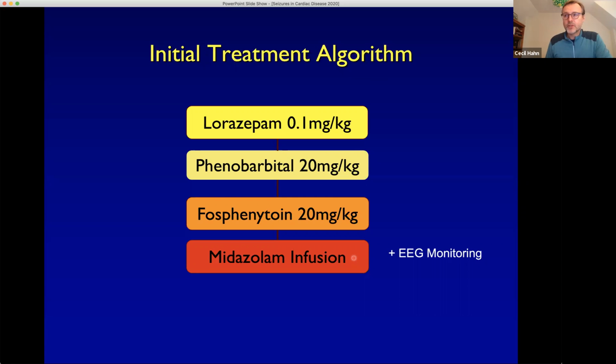And at that point, you really should be considering doing an EEG, for the reasons I shared before. You often cause uncoupling between the clinical and electrographic seizures. And you may think you've stopped a patient's seizures, but if you do an EEG, you'll notice they may still be seizing.